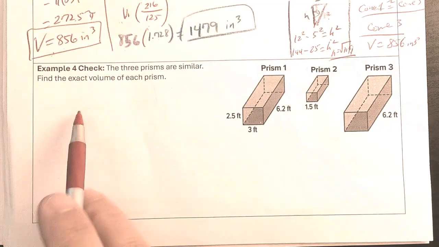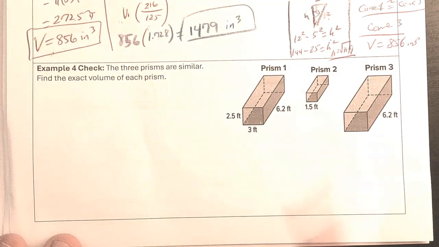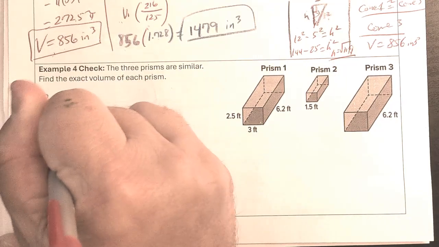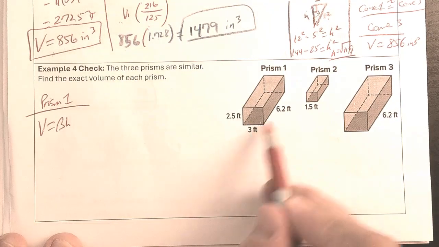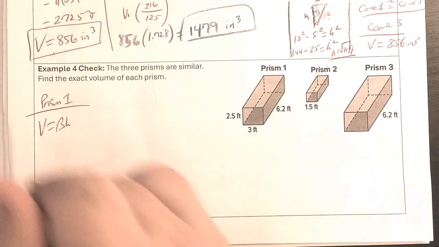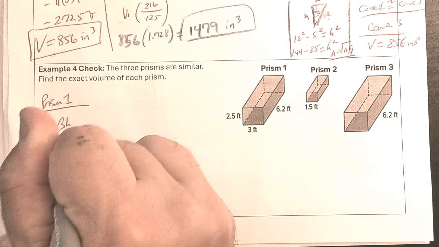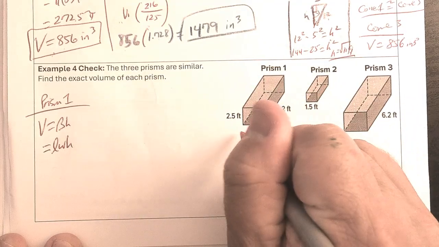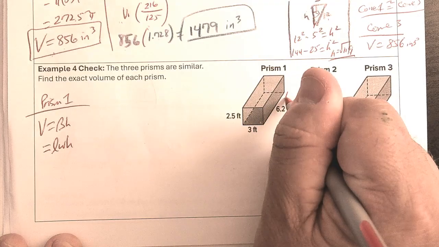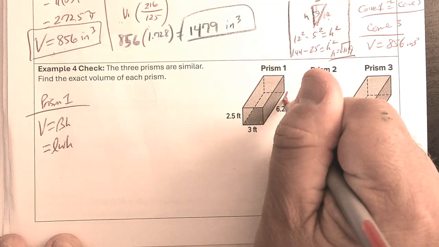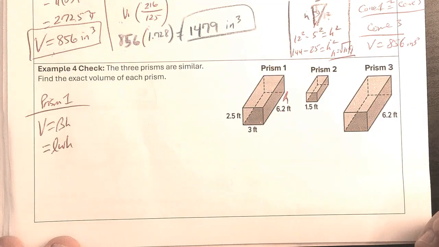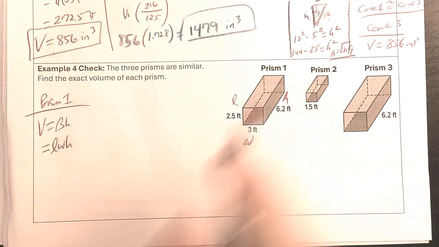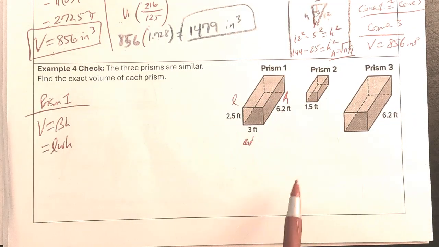So, example 2. So prism 1, volume is base area times height. This is a rectangle, so it's length times width times height. So you're just, see, this is how wide, how tall it is, or the height. This is how wide, this is the length. So you're just multiplying these 3 numbers.